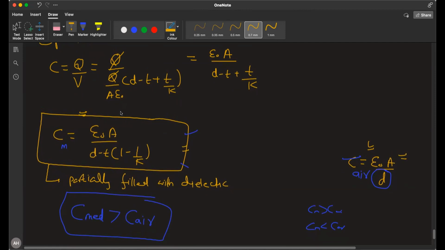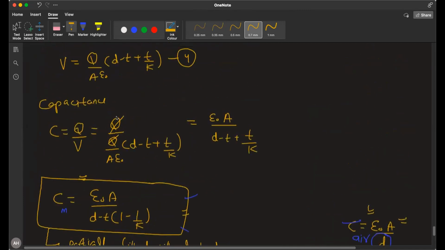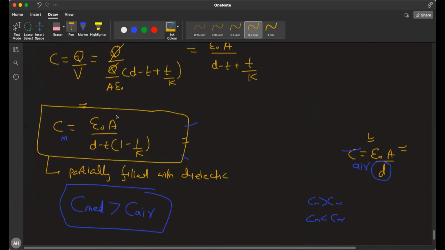Written? Raj. Done, sir. So after this, we will find capacitance.